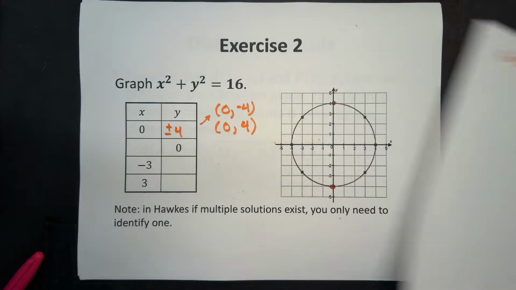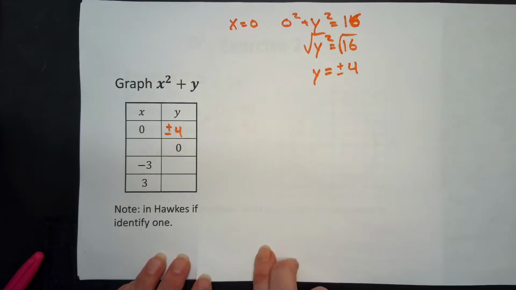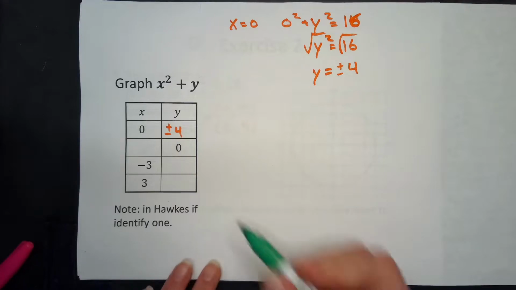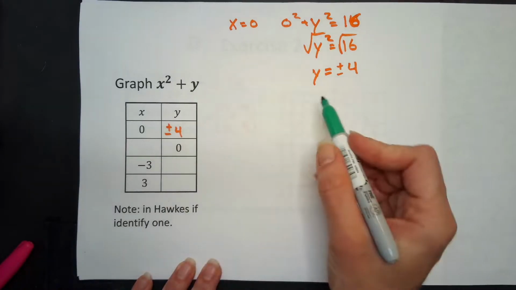When you have a linear equation like we had before, you only have one value back out, but this is a quadratic equation. It's a circle. Every time you plug in one point, you get 2 possible points back out. And we can see this when we plug in.